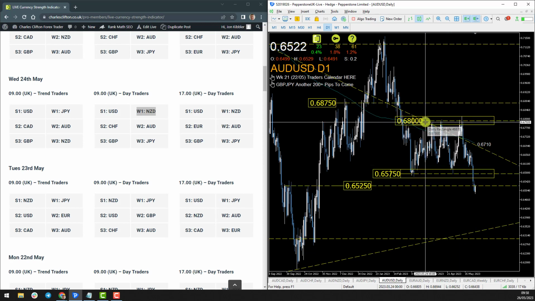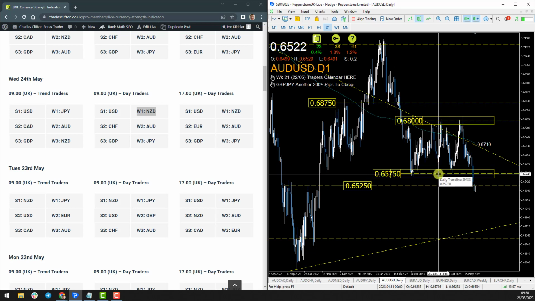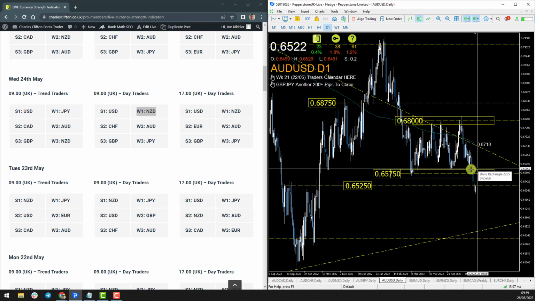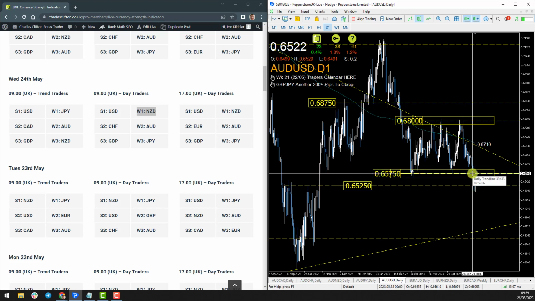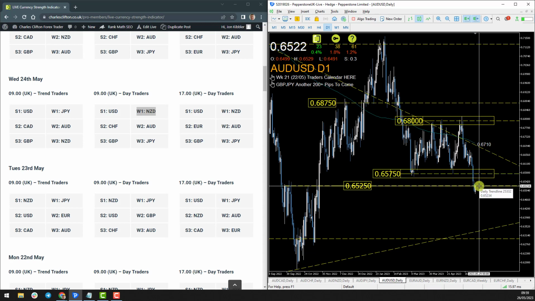We were trading within this range between the 0.68 and the 0.6575. So that's why I wanted to target those lows down through here, because that's where I expected price to at least test. It was then up to the market to see if it would continue to the next level of support, which it has.